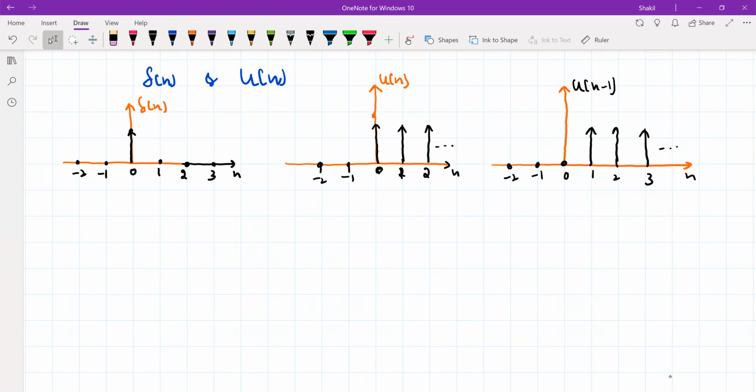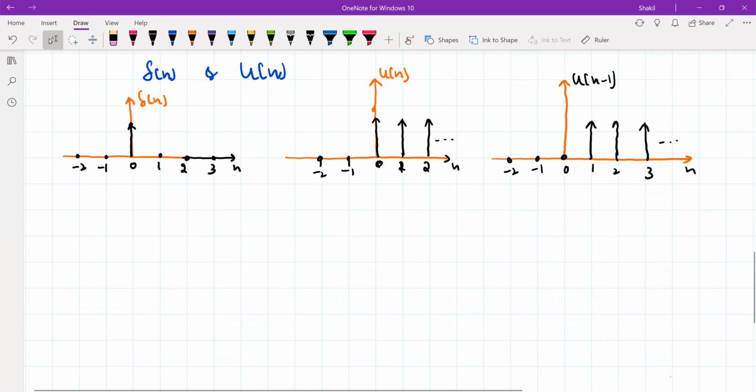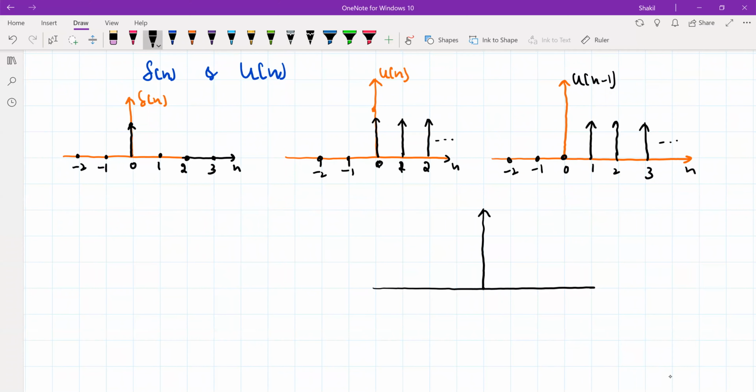Now see, if you subtract these two, if you subtract from u of n minus 1, what will be left? So if we subtract these two sequences, you can check the subtraction between u of n and u of n minus 1. What will be left? You can see at -1 its value is 0, it is 0 here, so it will not change, so it will be 0 here. Similarly at -2 it is 0 here, it is 0 here, so it will be 0. At -3 it will be 0.